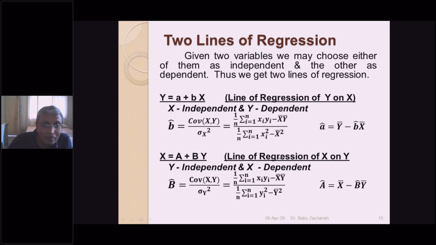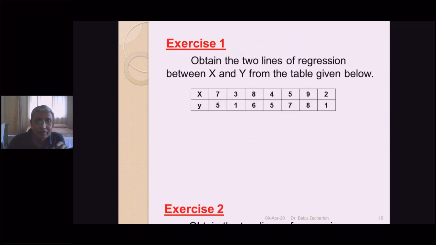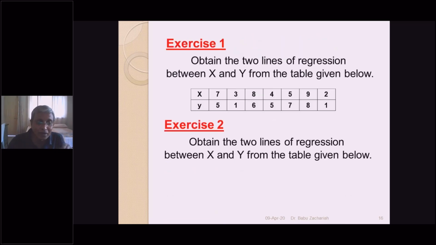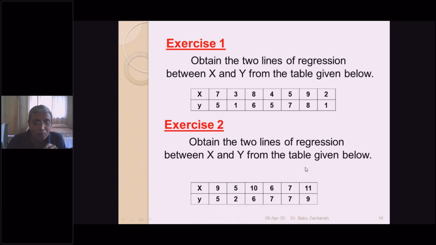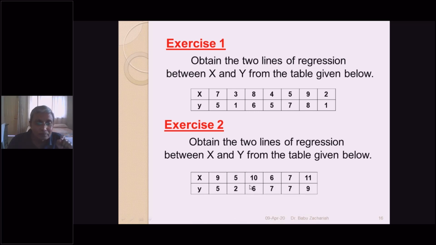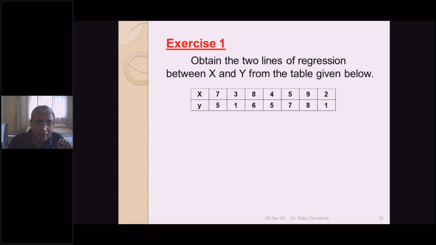Okay, so given two sets of observations on two variables, you will be able to get two lines of regression. I will solve one problem on this also. So first exercise, to do it at home. Second one, obtain the two lines of regression between x and y from the table given below. So this is the table. So I will copy it to the next page. And see, please come back here.